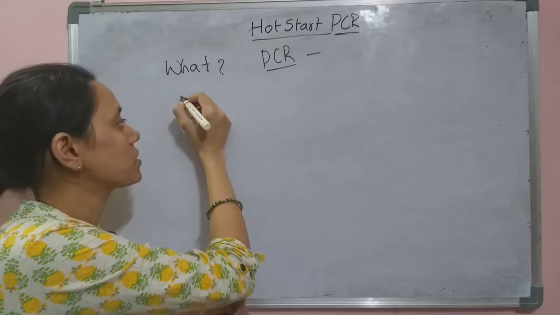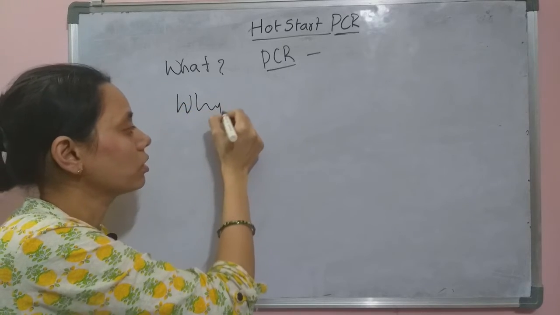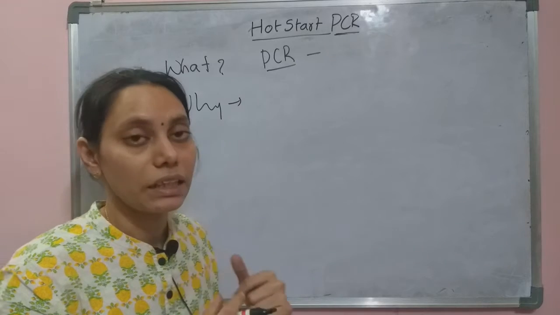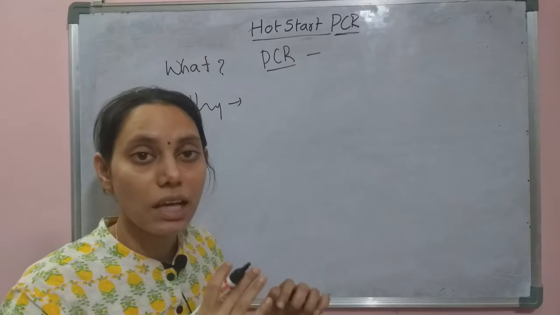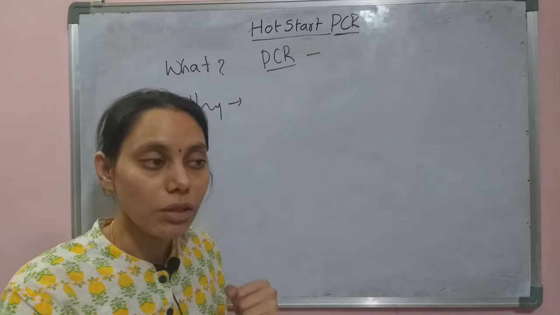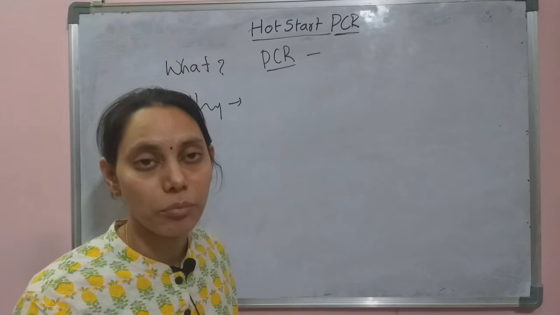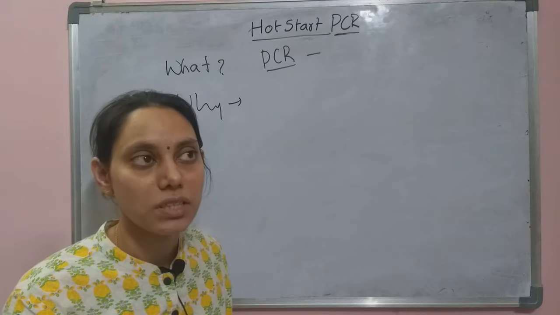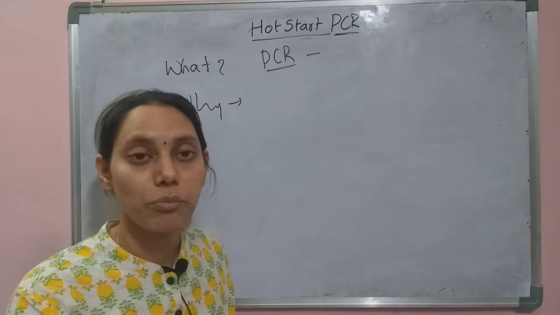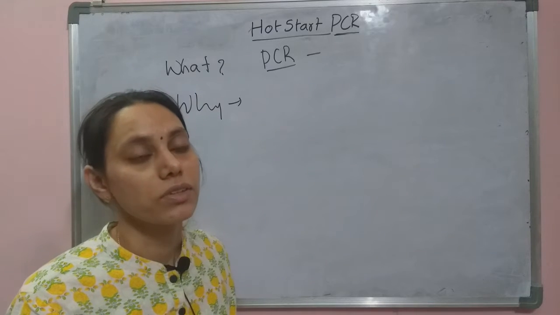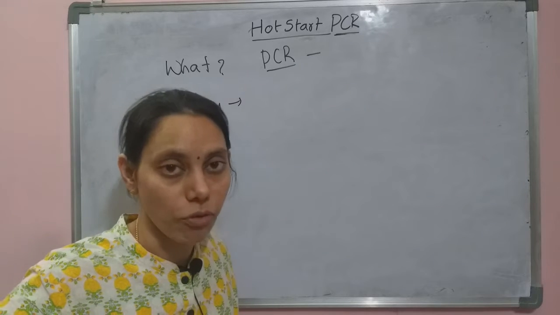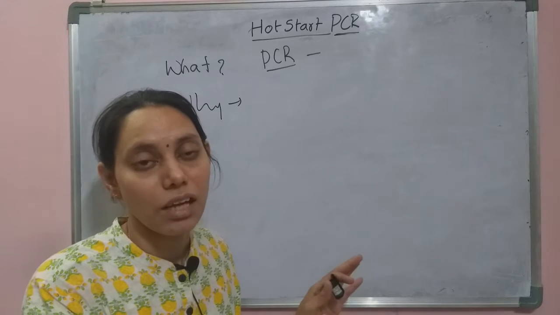Sometimes conventional PCR is not enough to promise the successful amplification of the DNA. That means sometimes the reaction will be unsuccessful and the product will not form at all, or sometimes a non-specific product will be formed instead of the target amplification.